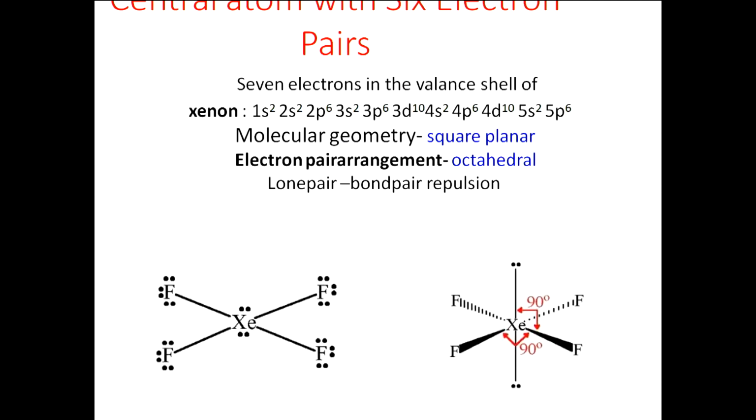The next example is the central metal atom with 6 electron pairs. So there are 4 bond pairs with 2 lone pairs. 6 electron pairs means the expected geometry is octahedral, but due to 2 lone pairs, the geometry is square planar. The central metal atom of the molecule is xenon. So the valence electrons are 8. Due to bond pair lone pair repulsion, the geometry may differ. The molecular geometry of the molecule is square planar, but the electron pair arrangement is octahedral. The bond angle is 90 degrees.